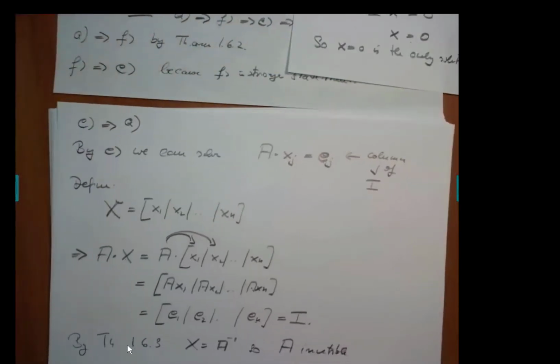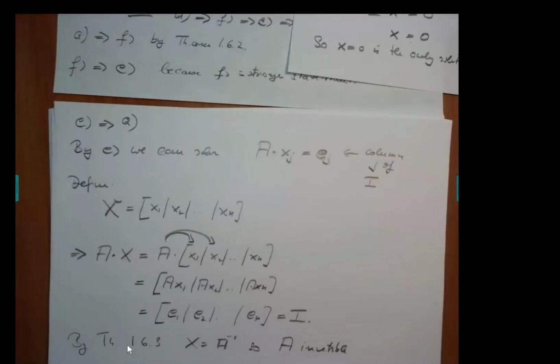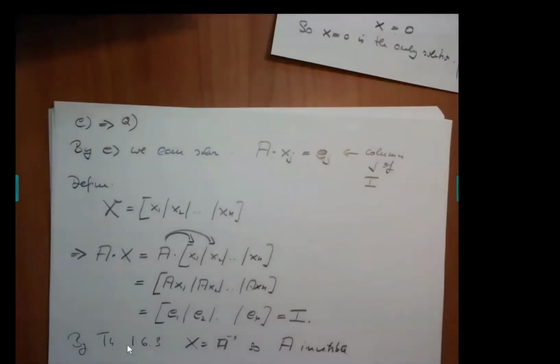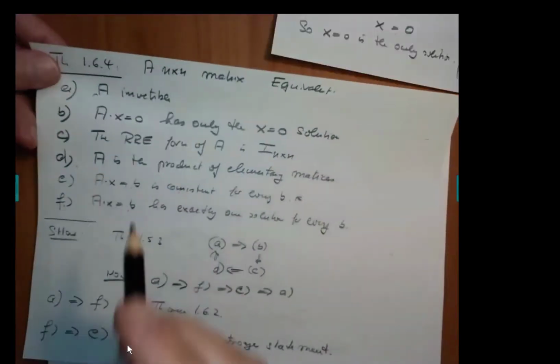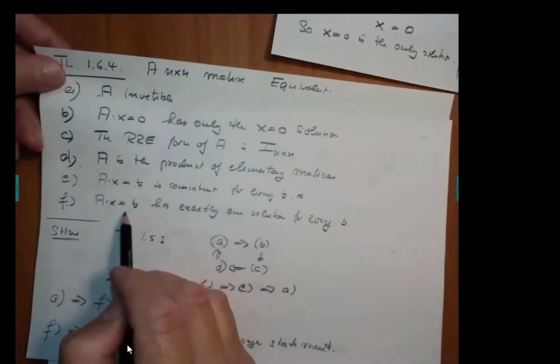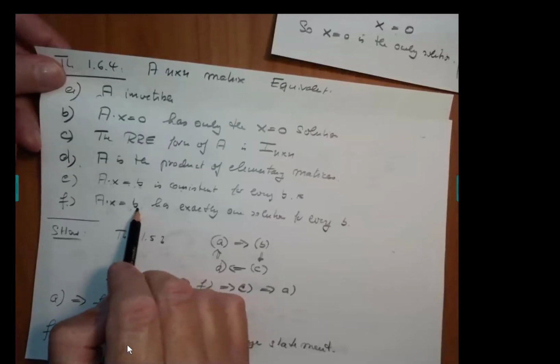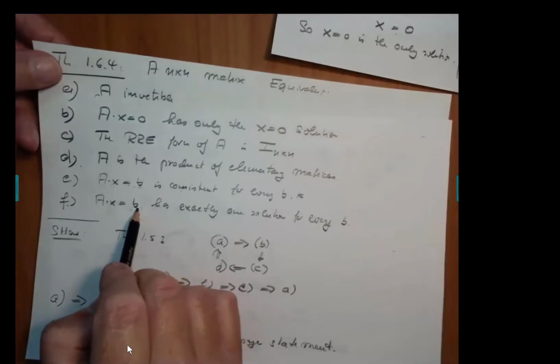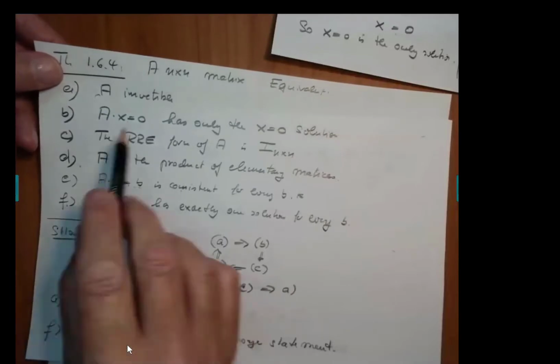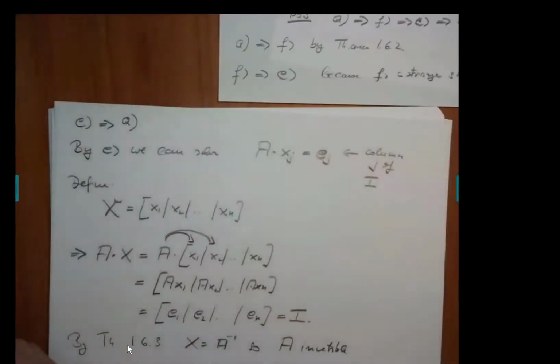So this is now really nice. If you have an invertible matrix, that means AX equal to B, for every B, has exactly one solution, and it's always A inverse times B. So this theorem really essentially finishes, for us at least, the theory of square linear equation systems.